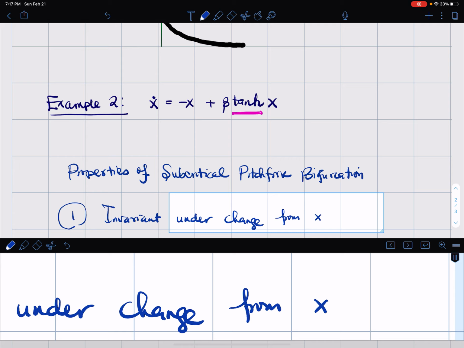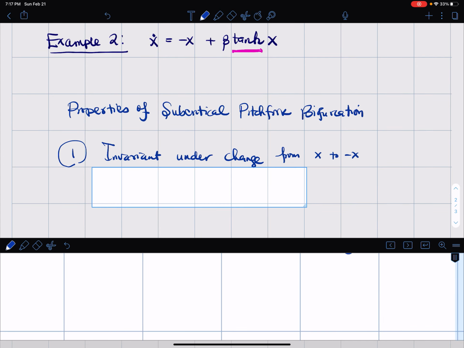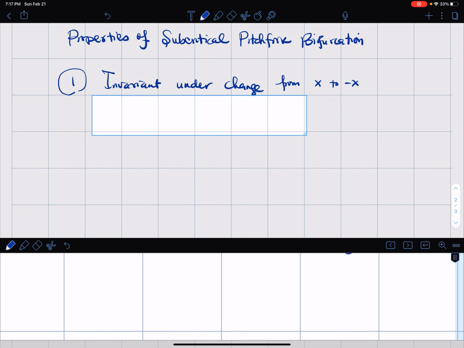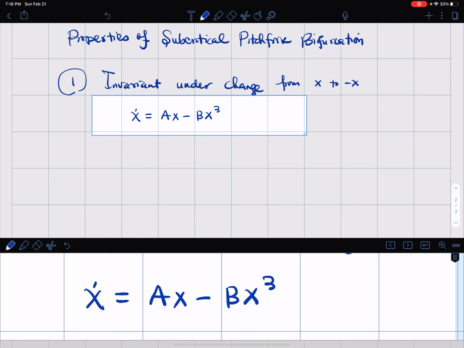from x to negative x. All right, x to negative x. So what does that mean? That means that if we have, let's look at the normal form. Let's say we have x dot is equal to ax minus b x cube.